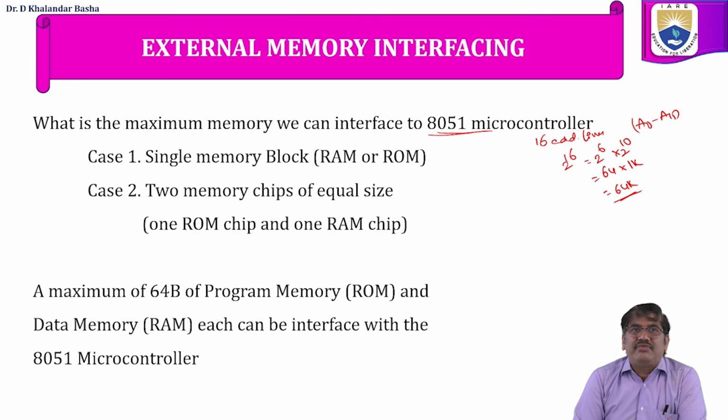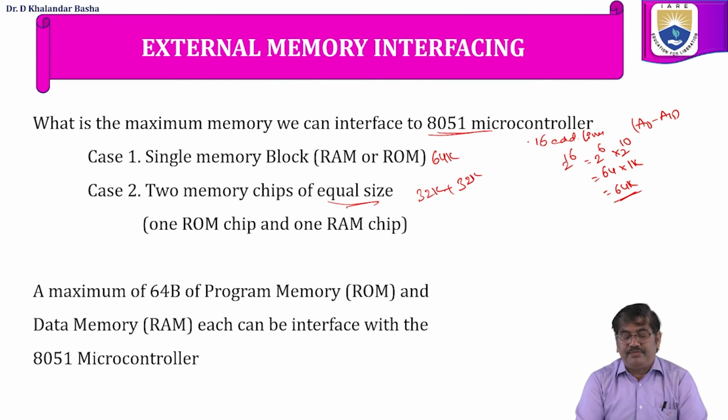So a maximum of 64K for ROM and RAM combined we can interface for the 8051 microcontroller. If we have a single memory chip, the maximum size we can have is 64K. If two memory chips of equal size, then we are going to take 32K plus 32K.